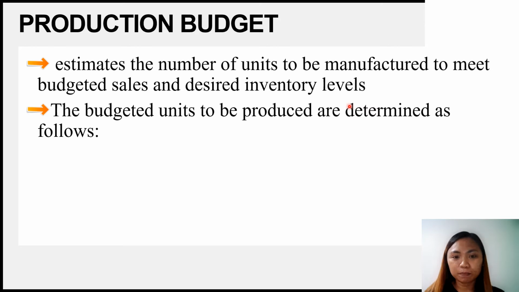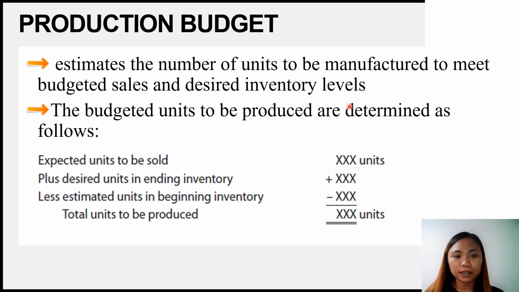So how is this computed? The budgeted units to be produced are determined as follows. Expected units to be sold plus desired units in ending inventory less estimated units in beginning inventory is equal to the total units to be produced.